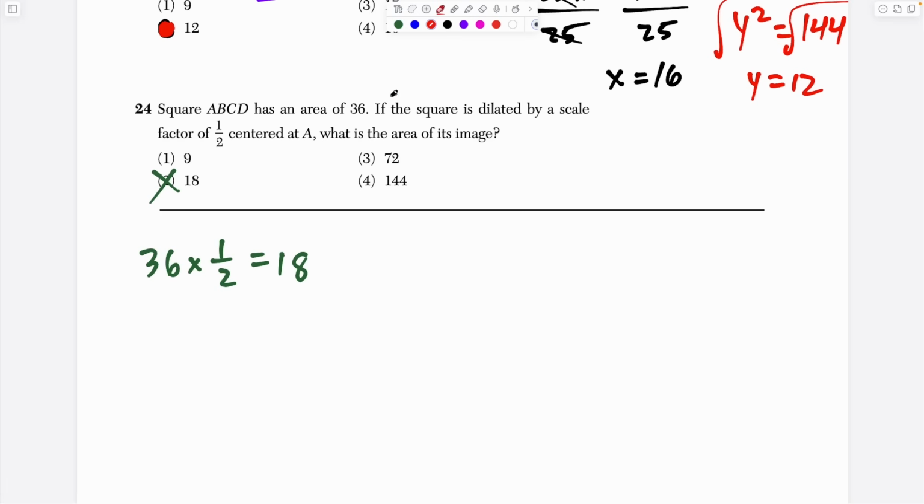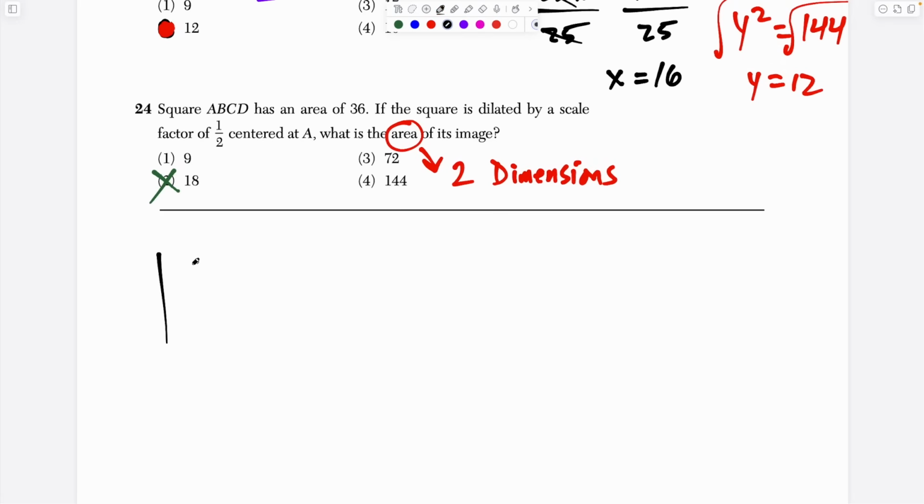The reason why we can't do this is because area is a 2-dimensional measurement, okay? So this is 2 dimensions. So you cannot simply multiply by the scale factor. There is a way to involve the scale factor, and I'll show that after I show the more conceptual way. So square ABCD has an area of 36. Let me just make this a little nicer. So there's our square.